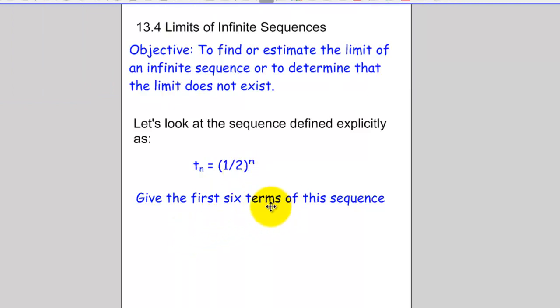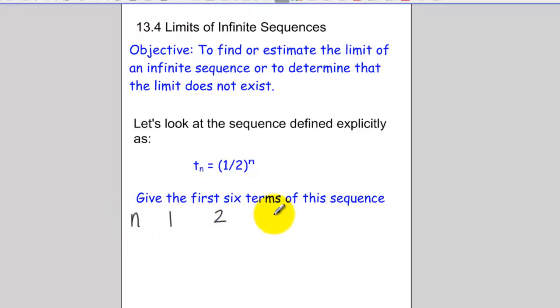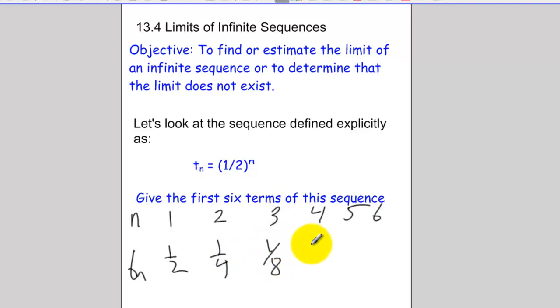So the first terms of this sequence are going to be when n equals 1, 2, 3, 4, 5, 6. When n equals 1, t sub n is 1/2. When n equals 2, we'll get a 4th. When n equals 3, the third term will be 1/8, and then a 16th, and then a 32nd, and then a 64th. Keeps getting smaller and smaller. There's our sequence.